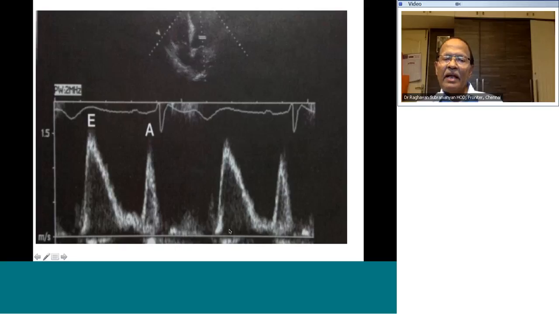Whereas this is a laminar flow. So laminar flow is characterized by normal velocities, very sharp borders with clear centers, and normal time patterns. Okay, so this is a normal pattern.